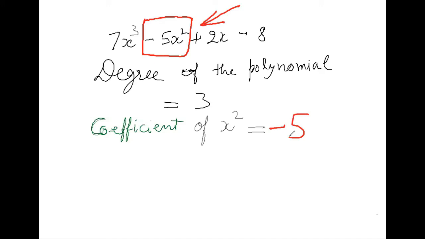Whichever term's coefficient they ask for, leave that out, and whatever else is written in that term is the coefficient. Now answer me, what is the coefficient of x cube in this term? 7. Very good, 7. You understood. 7 only.